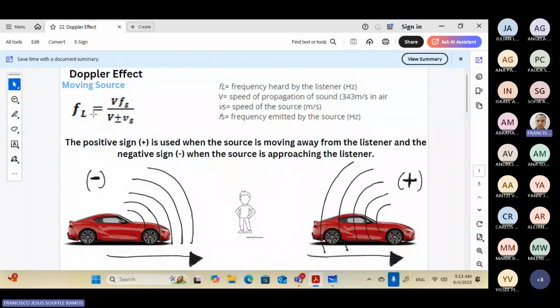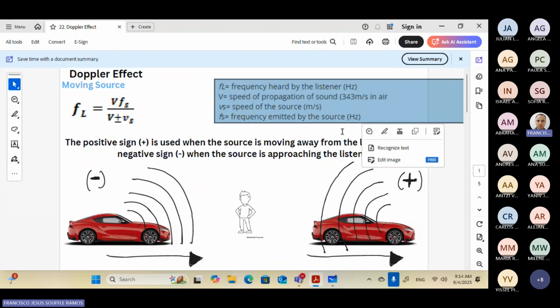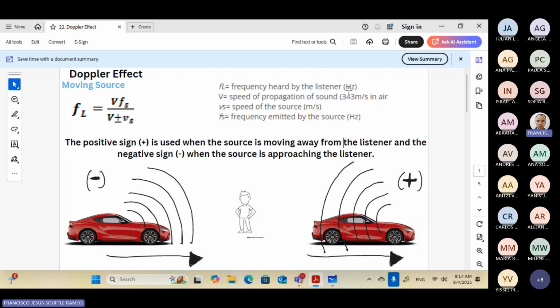That's really the question. F sub L will be the frequency that you will hear, where you are the listener right here. That's what the formula will give you, the frequency that you will hear. And right here I have capital V in the numerator and also in the denominator. What is that V? That V is just a number, 343 meters per second. It's fixed. That's the velocity of sound.